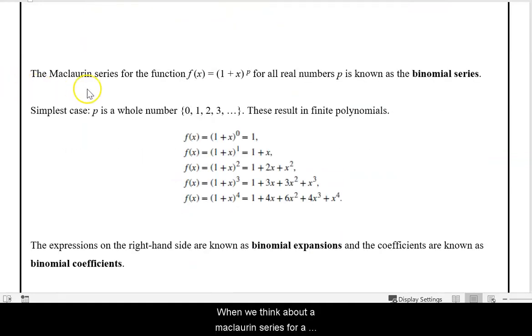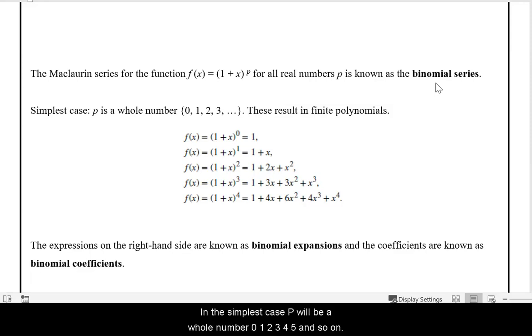When we think about a Maclaurin series for a function based on a binomial, where the binomial is raised to a power p for real numbers p, this is known as a binomial series. So a binomial series, like many of the others, is just another example of a Taylor series, which is also, of course, a power series.